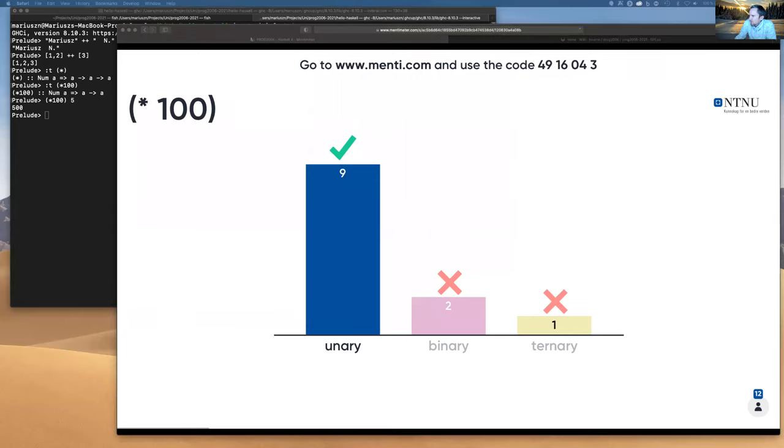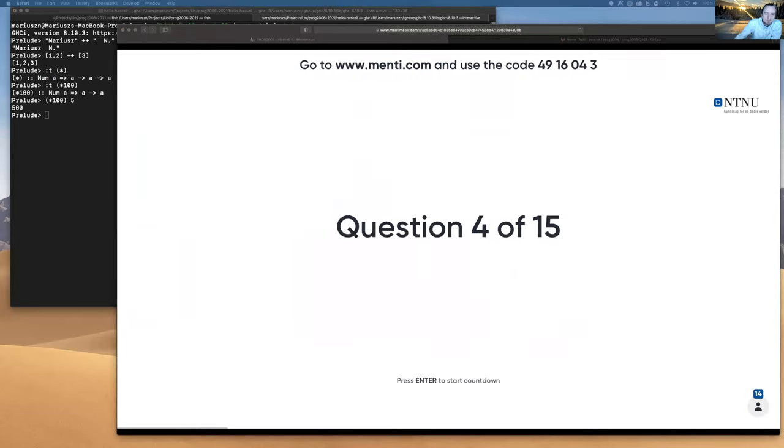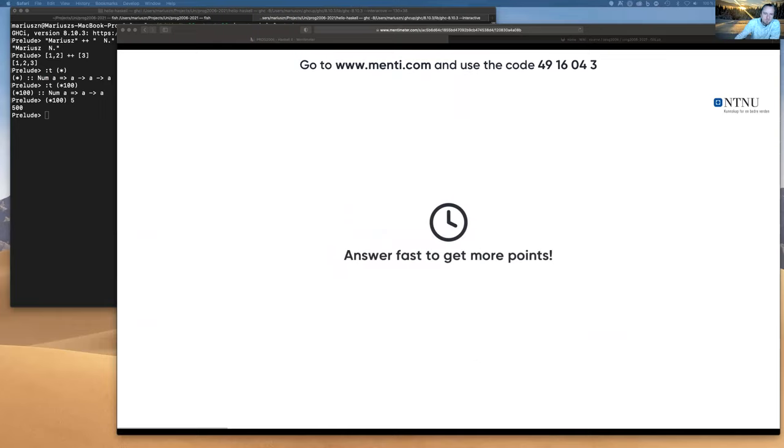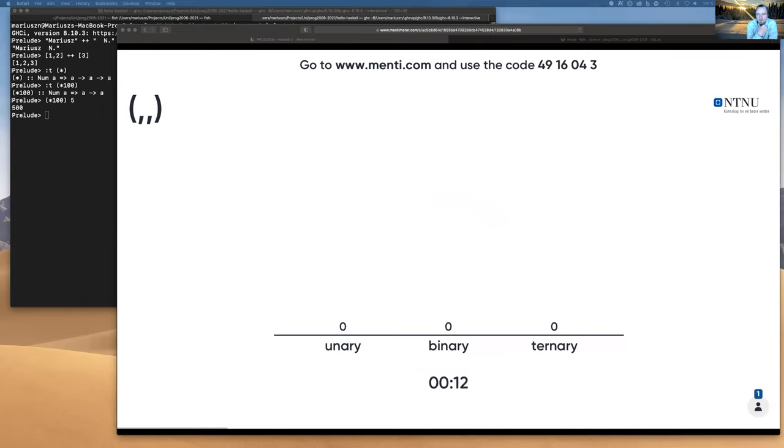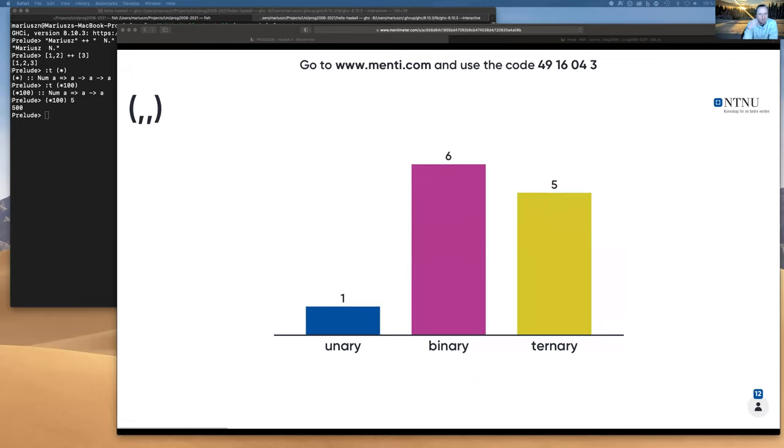All right, next one. The next one is tricky. There are some functions in Haskell which are super counterintuitive for imperative programmers. And you need to stare at them for a while and get used to them. This is one of those functions. It's a comma, comma function. So is it unary, binary, or ternary? All right, so those who said ternary got it right. That was almost correct if it was a single comma. You would get it right. So let's check it out.